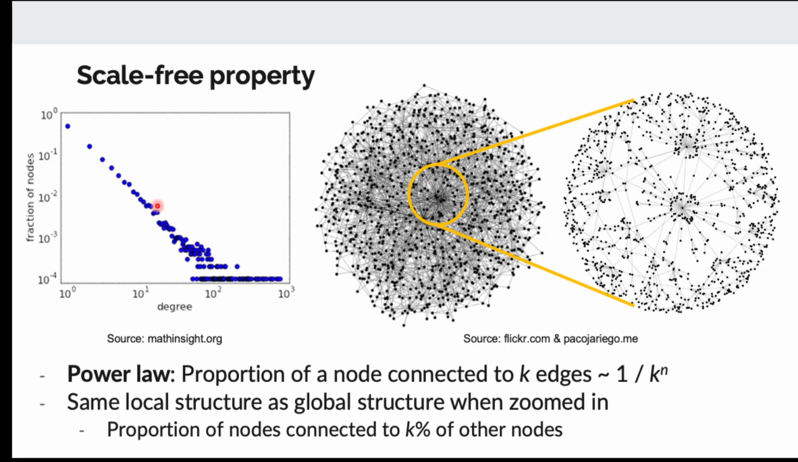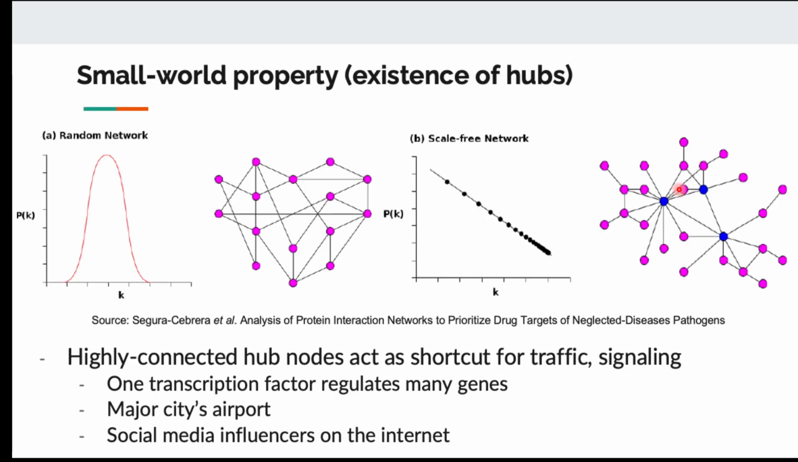So this property might not make much sense, like what's the usefulness of being able to zoom in and then see the same type of structure? The second one might be easier to interpret. What people found in real-world networks and biology is the property called small world.